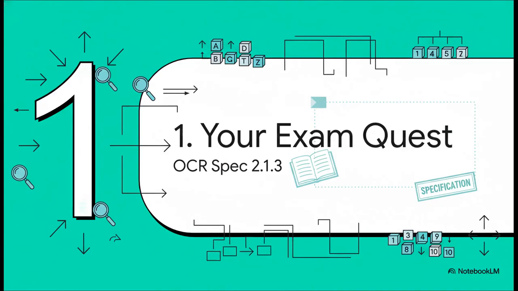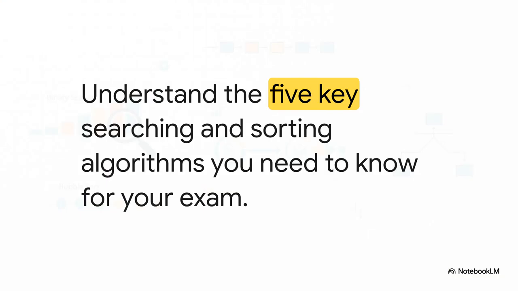Okay, let's get really specific here, because this is important. Everything we're talking about today comes directly from the OCR J277 specification, specifically section 2.1.3. So this isn't just some random computer science chat, this is targeted exam-focused revision. Our whole mission today is to make sure you can walk into that exam feeling totally confident about these 5 algorithms. We're not going to just memorize facts, we're going to focus on understanding how they work and, just as importantly, why they matter. That's what's going to get you the marks.